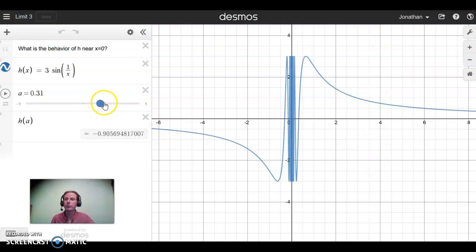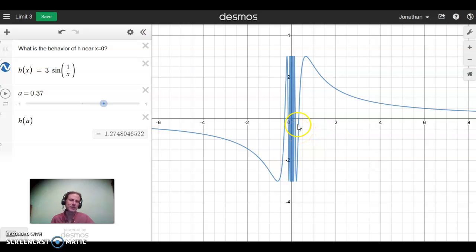Now finally, we're going to consider a function h of x equals 3 times sine of 1 over x. So what is this function going to do near x equals 0? What's its behavior near x equals 0? The graph doesn't help that much because the graph should be like a nice line passing through 0, but here it appears to be like a solid, thick thing. What the heck is going on?